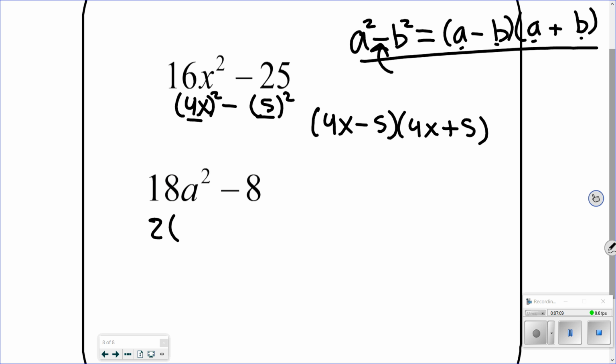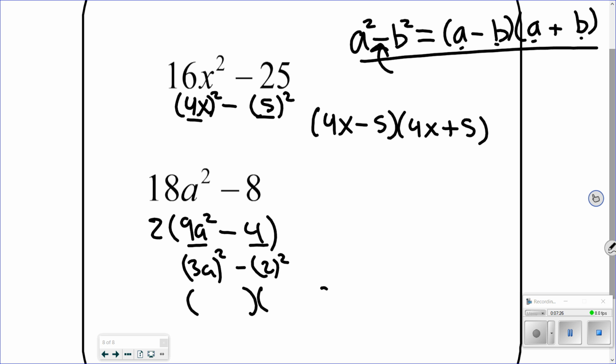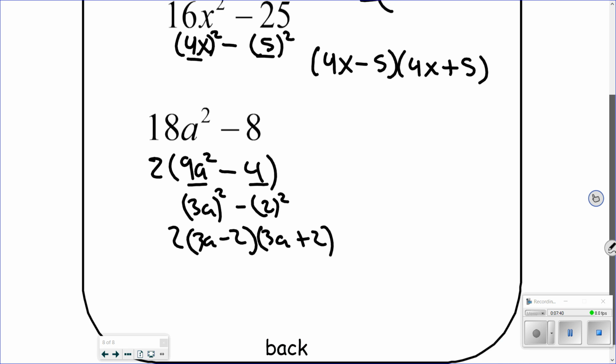So if I factor out a 2, 18 divided by 2 is 9, and 8 divided by 2 is 4. And now look at those 2 terms. You can write the first one as being 3a squared, and the 4 as being 2 squared. So now that's my a, that's my b. I go 3a minus 2, and 3a plus 2. And then don't forget the common factor we took out at the very beginning. So if it's got 2 terms, those are pretty easy to factor. We just have to recognize when that's the case.